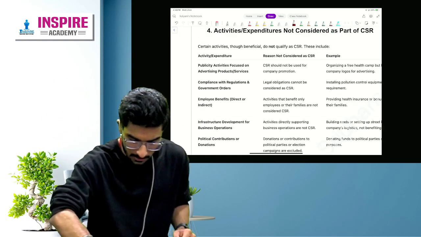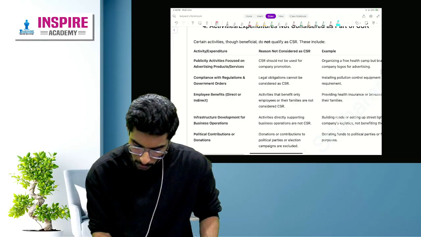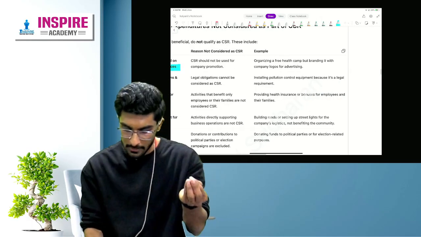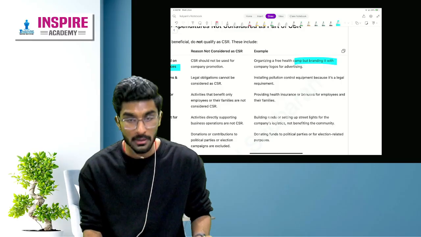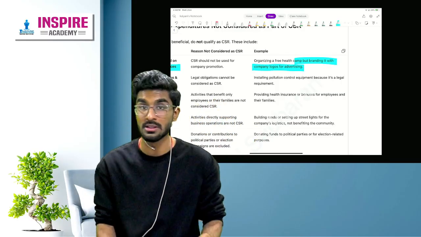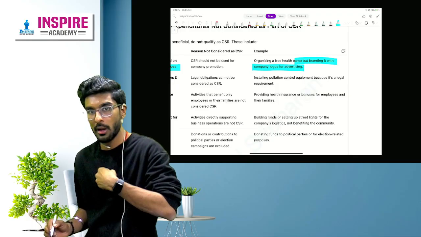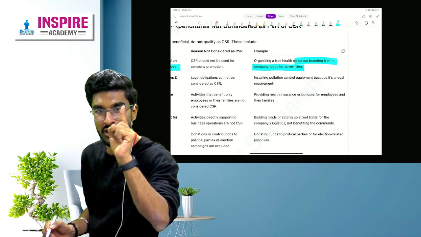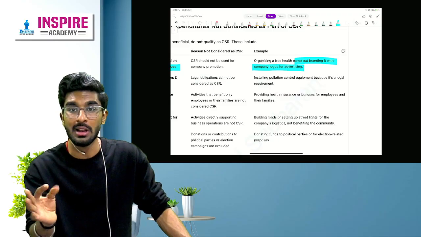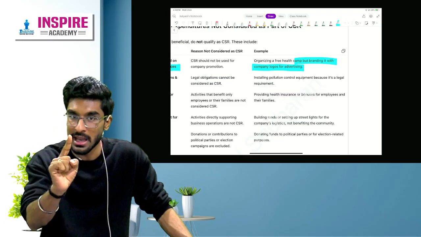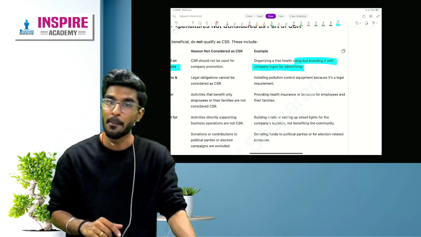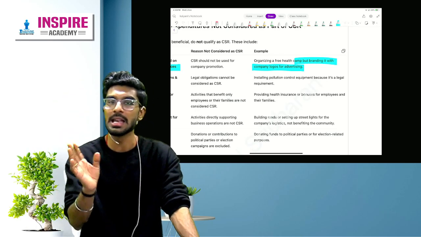Number 1 is, people, publicity activities focused on advertising products and services. I am organizing a free health camp, but I am branding it with the company's logo for advertising, which means what? Is it purely unconditional, people? The first question you need to ask is, was my CSR expenditure unconditional? Am I expecting anything in return? If the answer is yes, that can never be called a CSR expenditure. If the answer is no, that may be called a CSR expenditure.